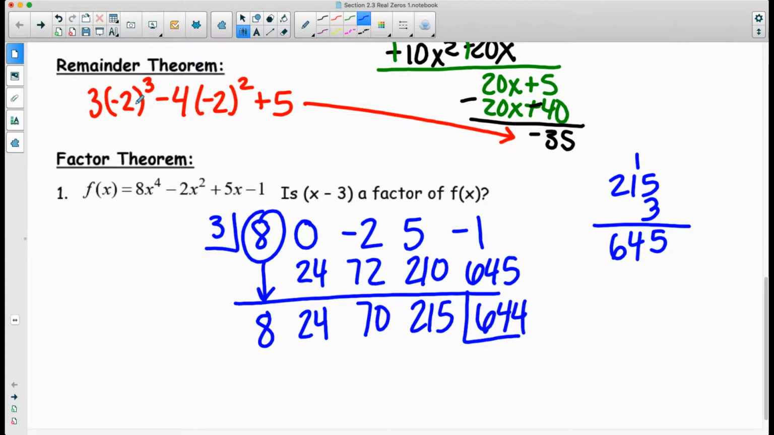So, by the factor theorem, here in this case, I can look at this and the fact that my remainder is not 0, it is not a factor, okay? So I would say, no, it's not a factor because the remainder doesn't equal 0, okay? So just because the remainder doesn't equal 0, it did not go into it evenly, which means it is not a factor of the polynomial, okay?